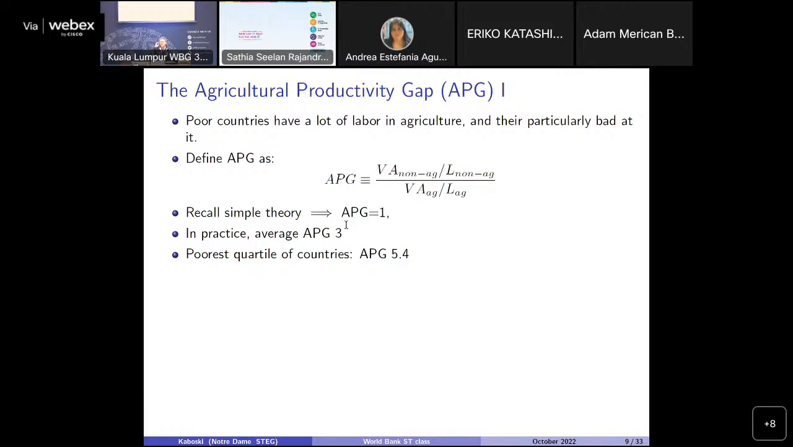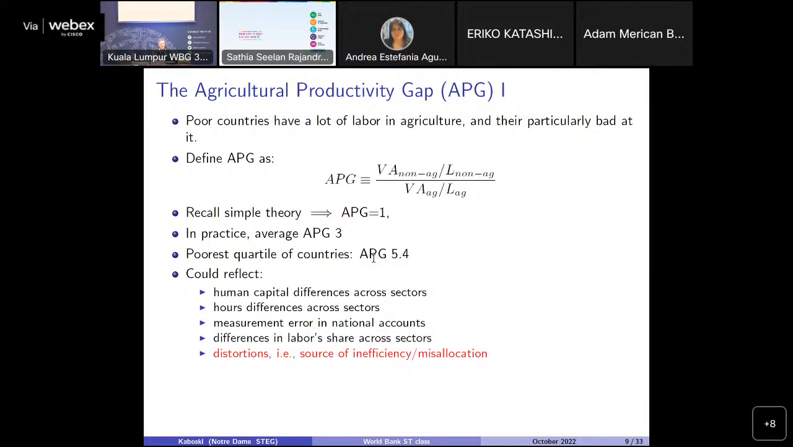workers would be in a sector where on average they're only a third as productive as in non-agriculture. Moreover, if you look at the poorest countries, that gap opens up to be even larger. So in the poorest quartile of countries, the agricultural productivity gap is 5.4. So again, how would you explain it? You'd have to say that there's a sizable wedge that's preventing people from moving from agriculture into non-agriculture, right? Okay.